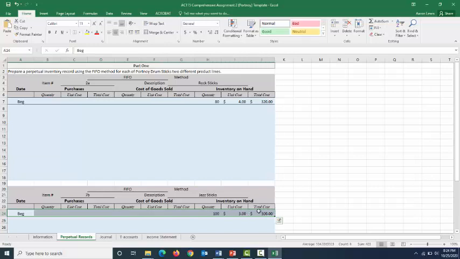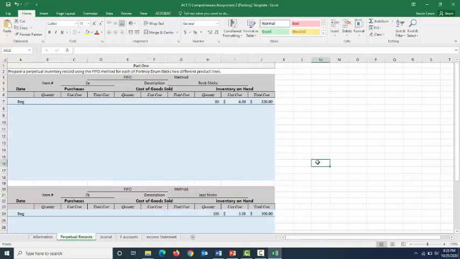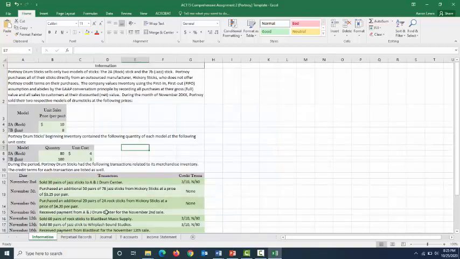Let's highlight this whole line again. Again, go to our drop-down list and pick bottom border. And we have our perpetual inventory records started, which means we can start recording our transactions.